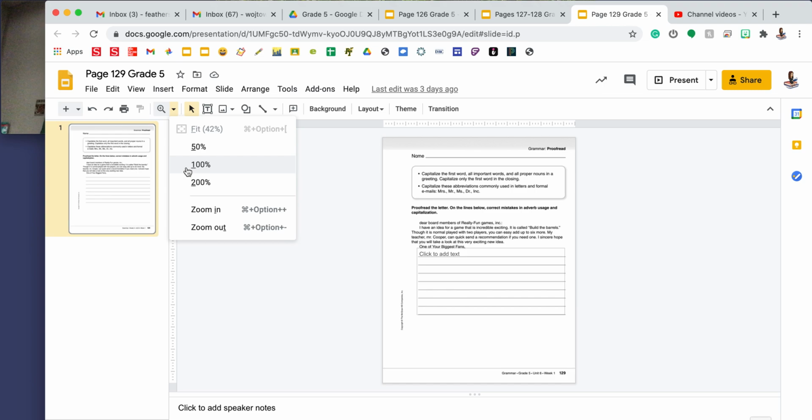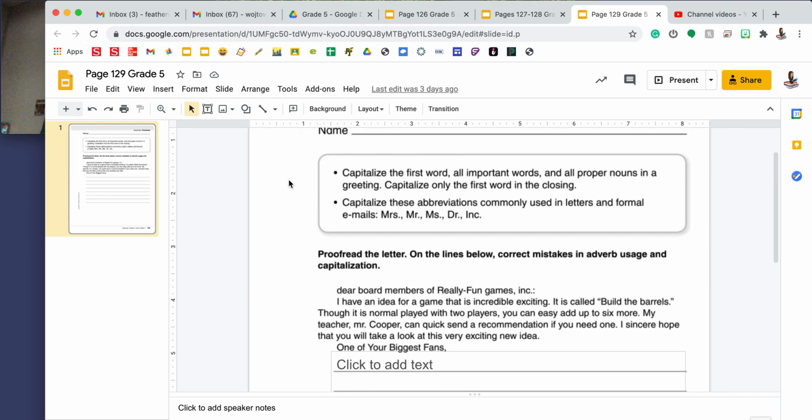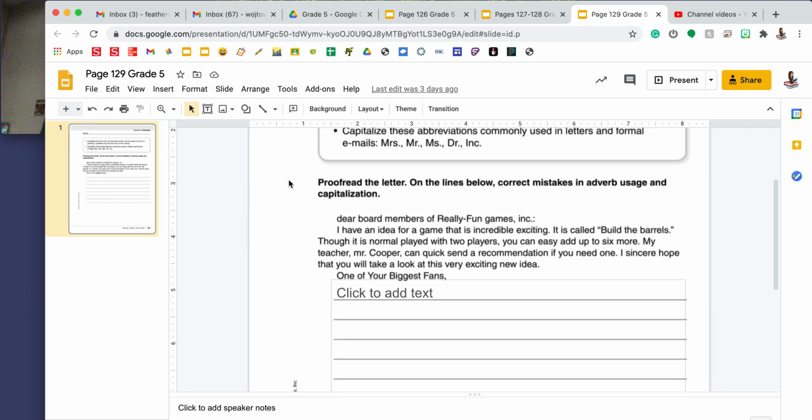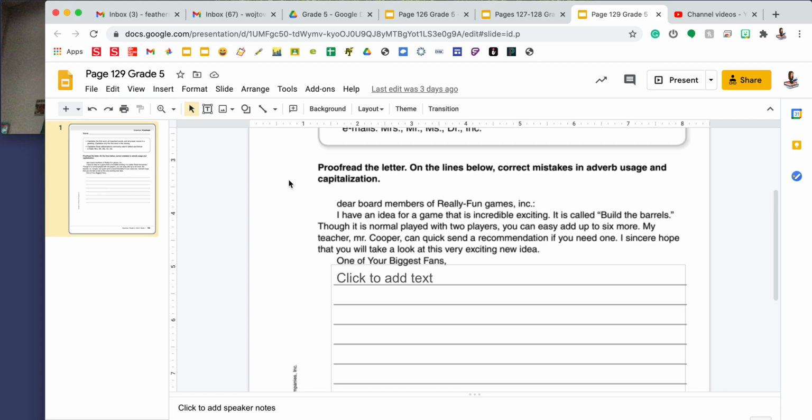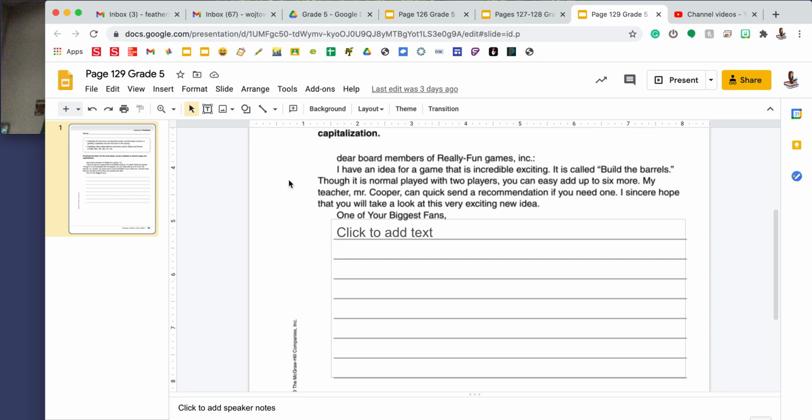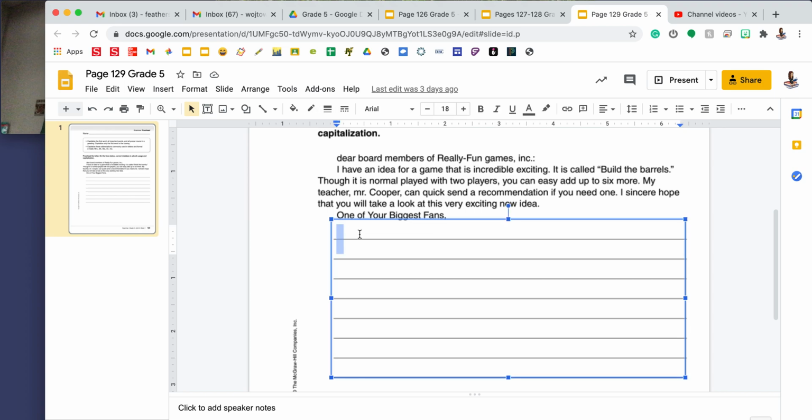On Wednesday, you will be assigned page 129, and it is your proofreading page. So you're going to proofread the letter, and on the lines below, correct any mistakes in adverb usage and capitalization. So let's take a look at the beginning of this together. First, I see, Dear board members of Really Fun Games Incorporated. I am missing capital letters in that. Because it's an opening, I need to capitalize all of the words that are important. So, Dear board members of can stay lowercase. Really Fun should be capitalized. Games and Inc. should be capitalized.